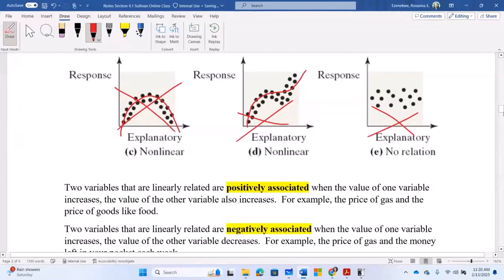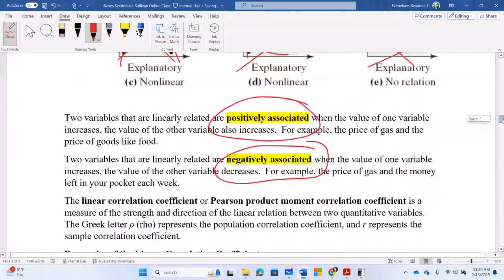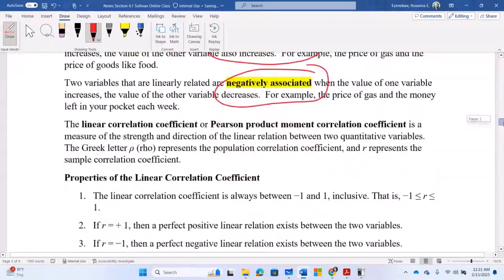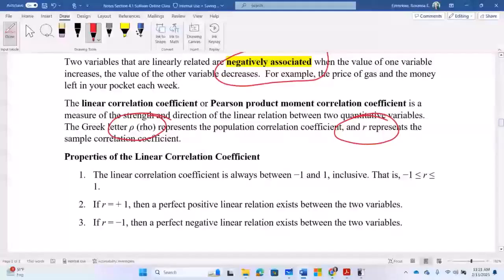Positively related or associated and negatively associated. All right, so the parameter for correlation coefficient is called rho, the Greek rho. The statistic is R. We shall be talking about R all the time.